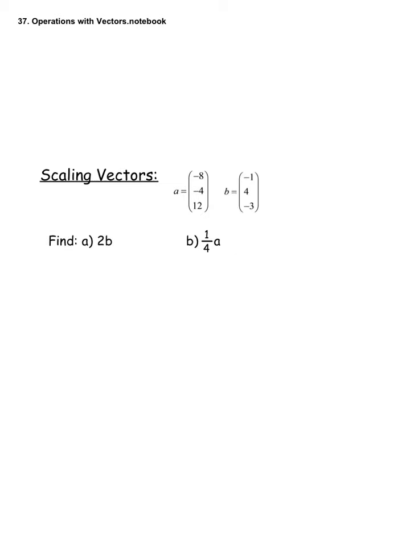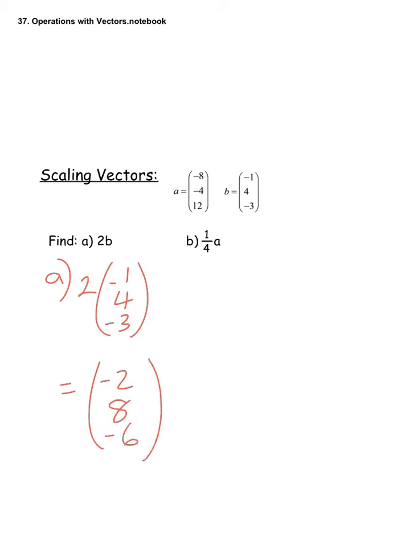We can also scale vectors by a specific factor, and that's just like multiplying through a vector by a specific number. So for part A here, if we're doing 2 times b, then we've got 2 times (negative 1, 4, negative 3). And that gives us 2 times negative 1 is negative 2, 2 times 4 is 8, and 2 times negative 3 is negative 6.